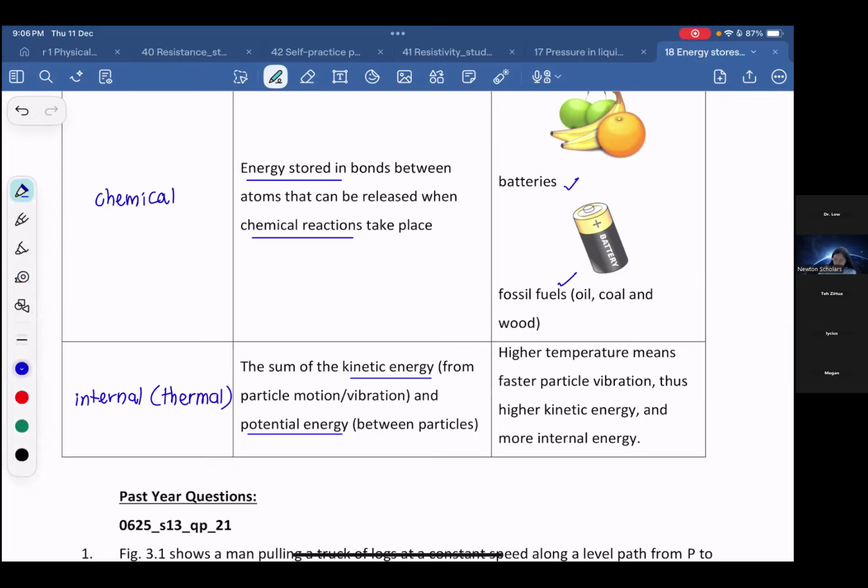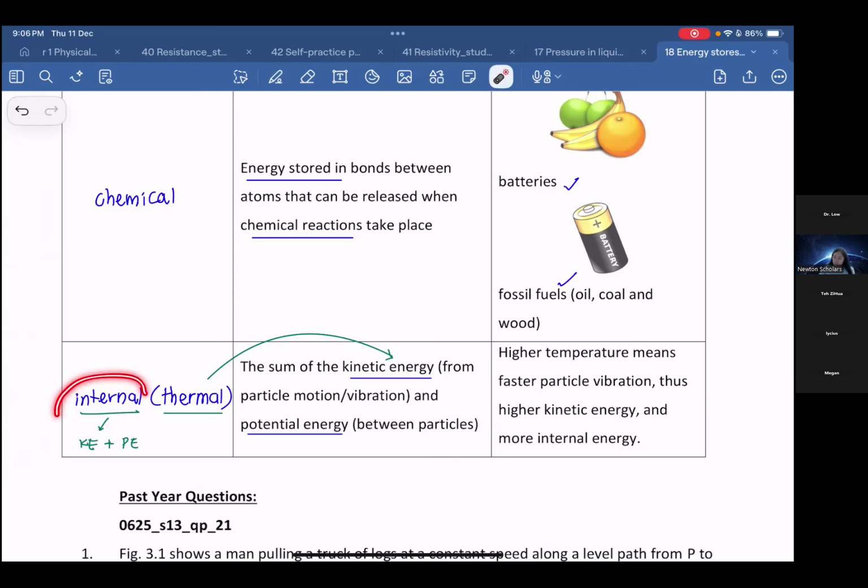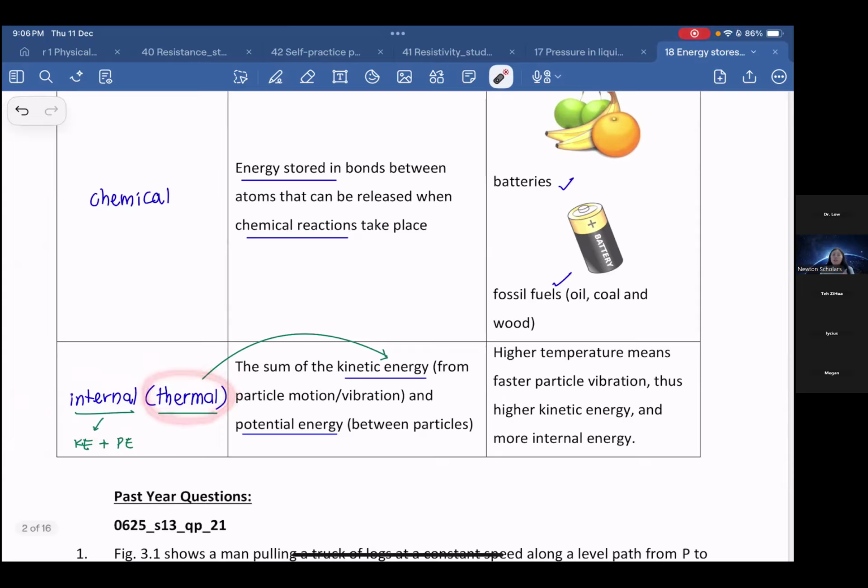Boys and girls, thermal is actually about temperature, right? Higher temperature, so the particles vibrate more, so it has higher kinetic energy. Thermal is actually the kinetic energy part. But why internal? Internal is not only kinetic energy, but also potential energy. These two, okay? But here, the internal store is mostly thermal. Thermal is the higher portion, the higher portion for the kinetic energy.